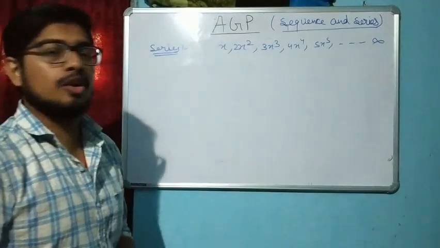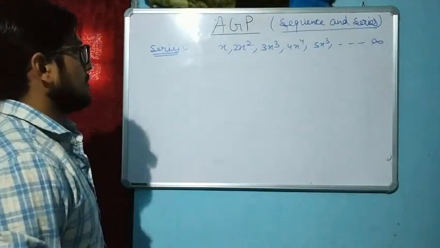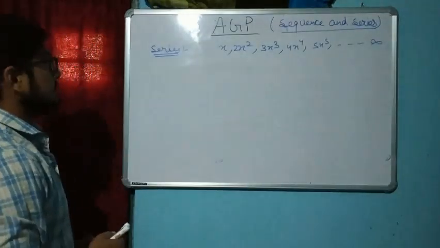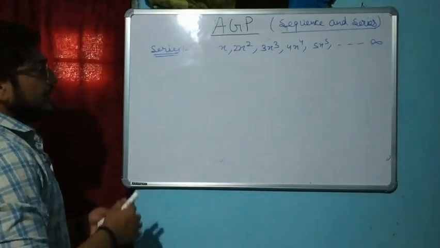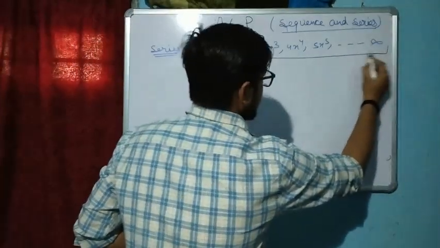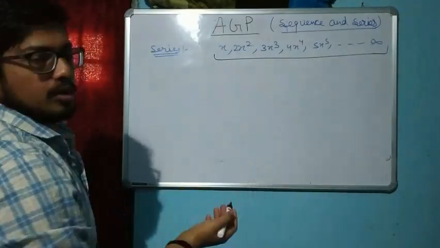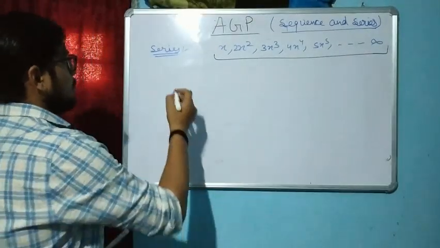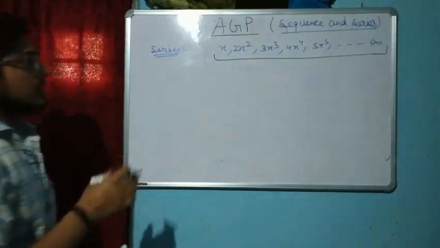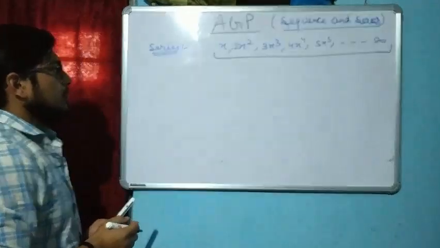Guys, today in this video I'm going to discuss an important concept which is AGP. To understand this concept, let us consider a series. We need to find the summation of the given series. This is an infinite series which has terms like x, 2x square, 3x cube, 4x raised to power 4 and so on. It continues. So let us try to understand what is the actual series given in this particular sequence.